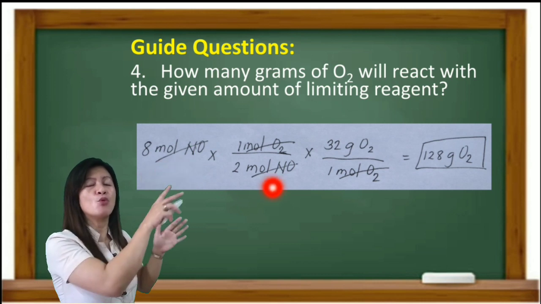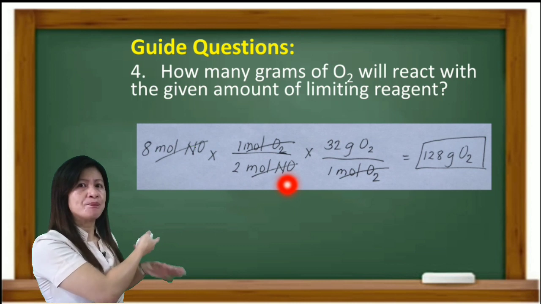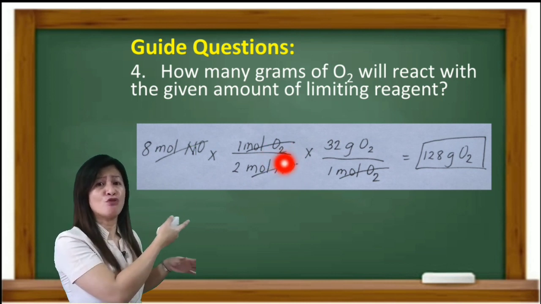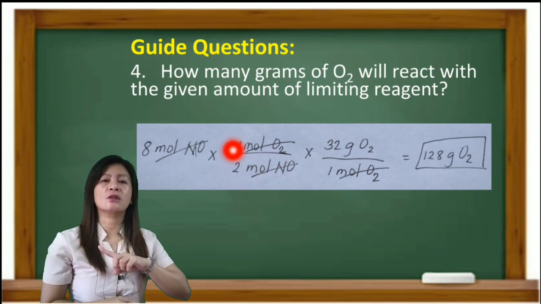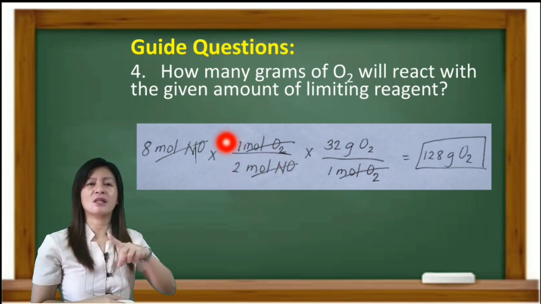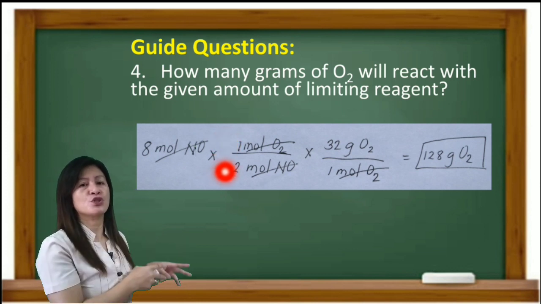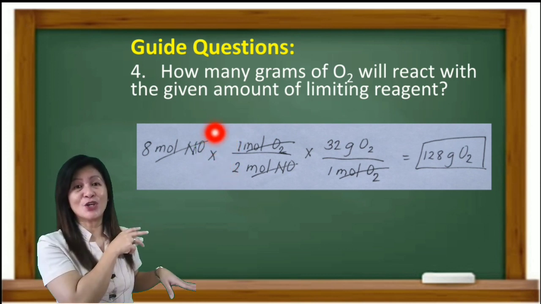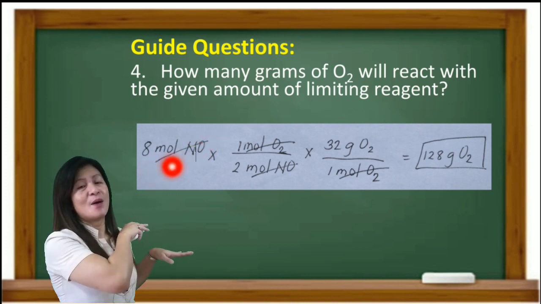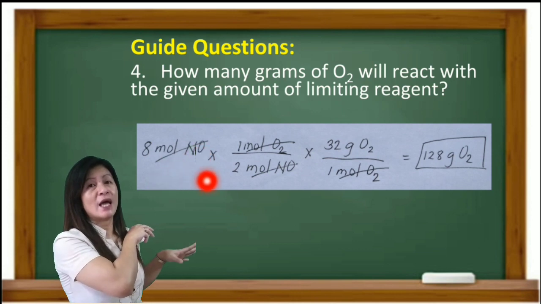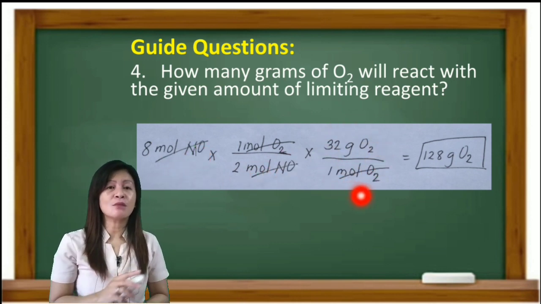We multiply that by the mole-to-mole relationship, this time between moles of nitrogen monoxide and moles of oxygen gas. From the balanced equation, we see no coefficient with oxygen, so that means we have 1 mole of oxygen over 2 moles of nitrogen monoxide. Moles of nitrogen monoxide cancel, and we multiply again because we need grams of oxygen, not moles of oxygen.